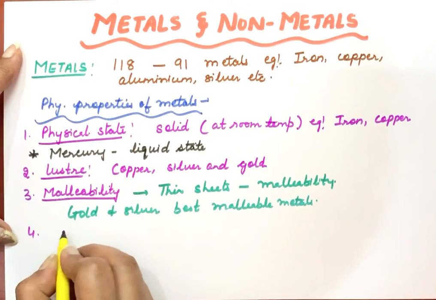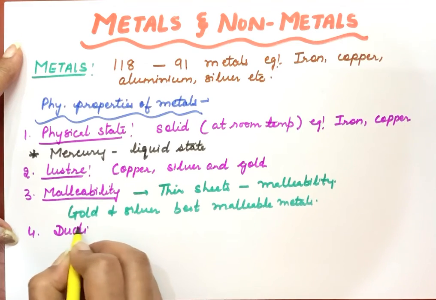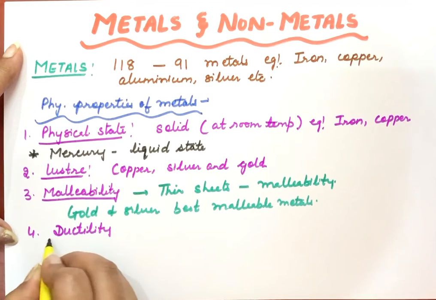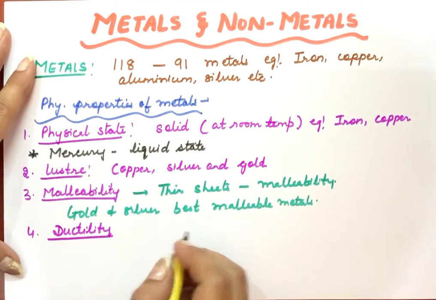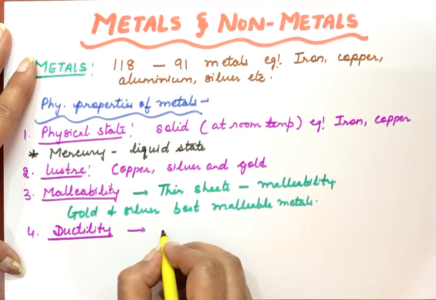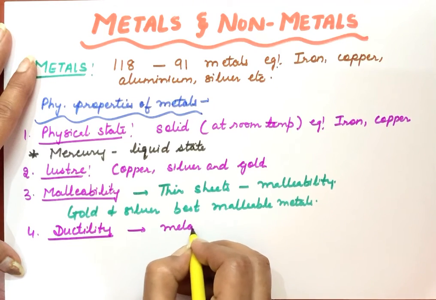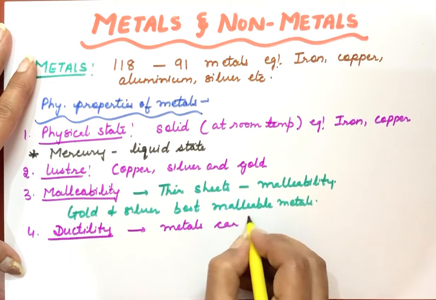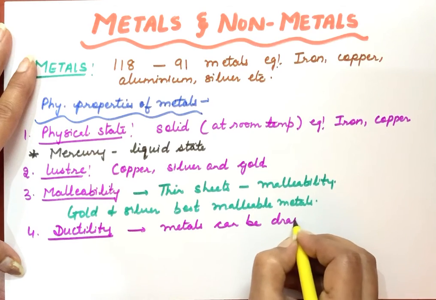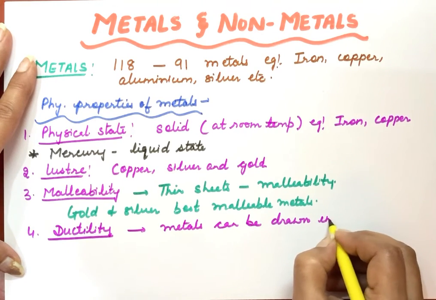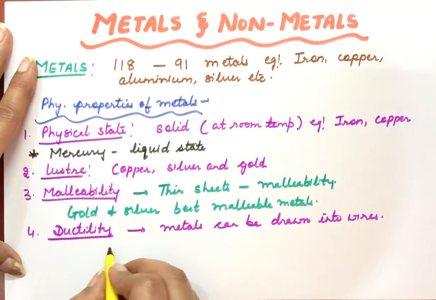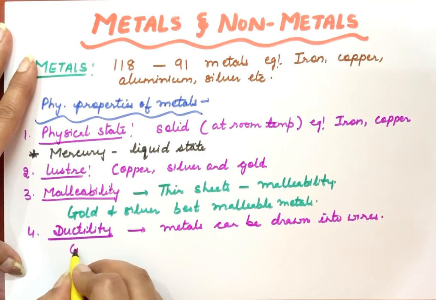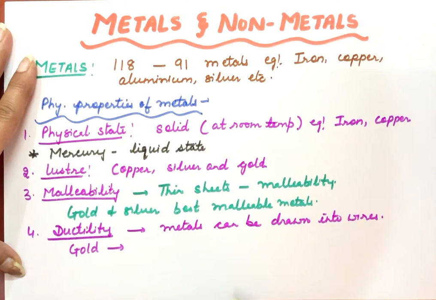Next is ductility. If we pull the metal from both sides, it can be drawn into thin wires. This property of changing metal into wires is known as ductility. The best ductile metal is gold.